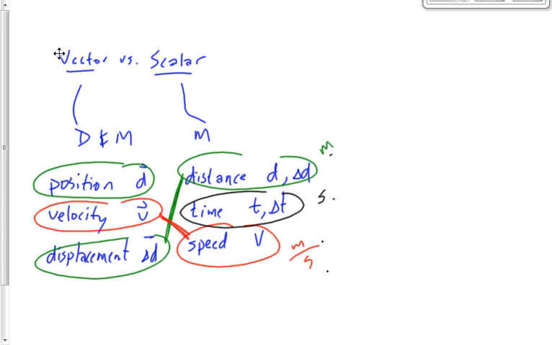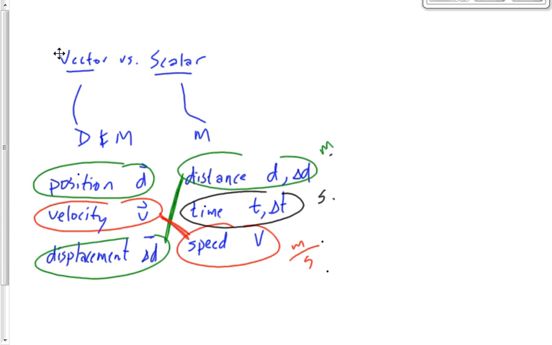So for instance, if I walk 3 meters toward the back of the room, and then I walk 2 meters toward the back of the room, what's my distance covered? 5 meters. What's my displacement? 5 meters toward the back of the room, right? Needs a direction, okay? Same direction, the values for distance and displacement are the same.